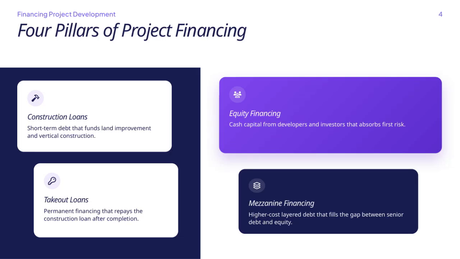Here, we're looking at the four main pillars of project financing, each playing a crucial role in funding development projects. First, construction loans provide the short-term debt needed to cover land improvements and building as the project progresses. Once construction is completed, takeout loans step in as permanent financing to repay those initial construction loans. Next is equity financing, which represents the cash capital invested by developers and investors. This equity is vital because it absorbs the first layer of risk, protecting lenders and other financiers.